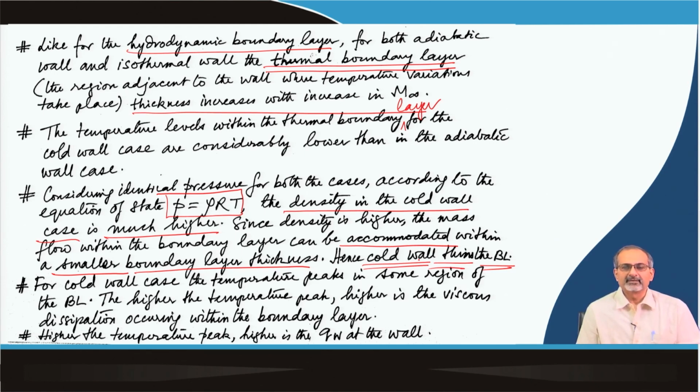Now, the cold wall case also means the temperature peaks in some region of the boundary layer, and the higher the temperature peak, higher is the viscous dissipation occurring within the boundary layer, and that is basically why the peak is growing stronger. Viscous dissipation is the cause, the temperature peak or the enthalpy peak is basically the effect. Higher the temperature peak, higher is the Qw at the wall, which means the heat transfer that occurs at the wall, because that keeps increasing the temperature or the enthalpy derivative at the wall, which is responsible for the higher heat transfer coefficient.